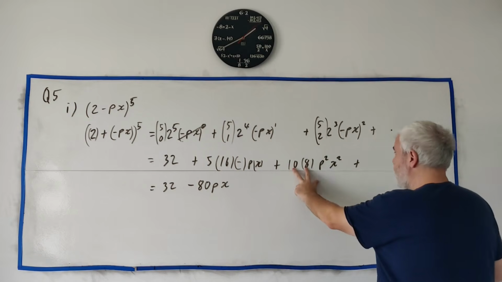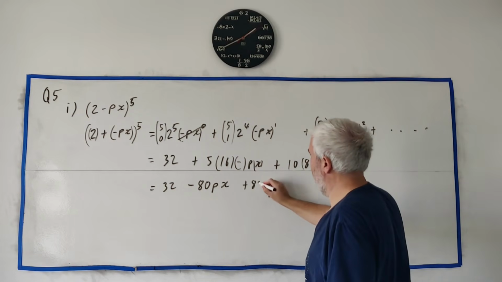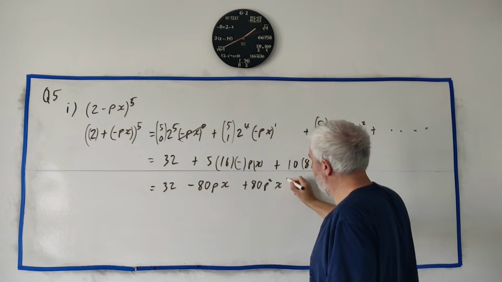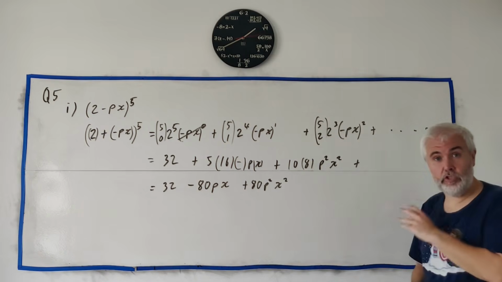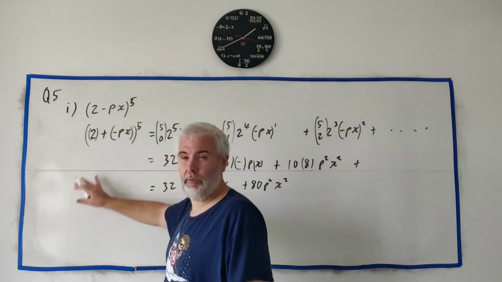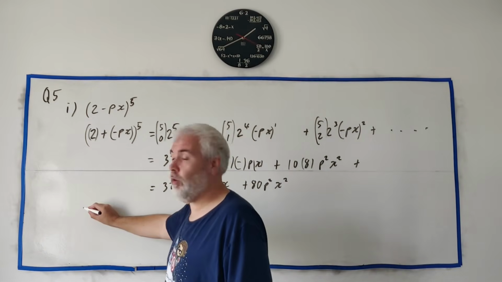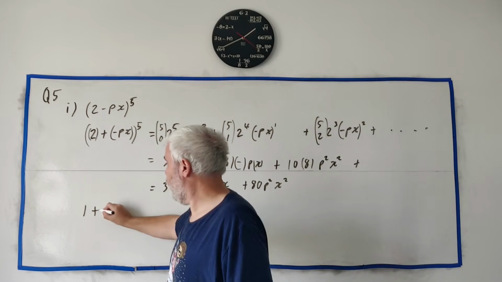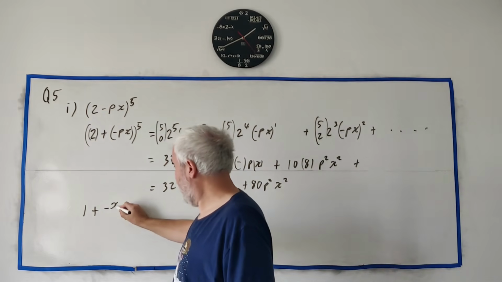This one we have 80 as well. Yeah, plus 80 this time. P squared, x squared. They're the first 3 terms of that expansion. Let's do the next one then while we're here. We'll skip a line or two on that one though. We have 1 plus minus x over 2.